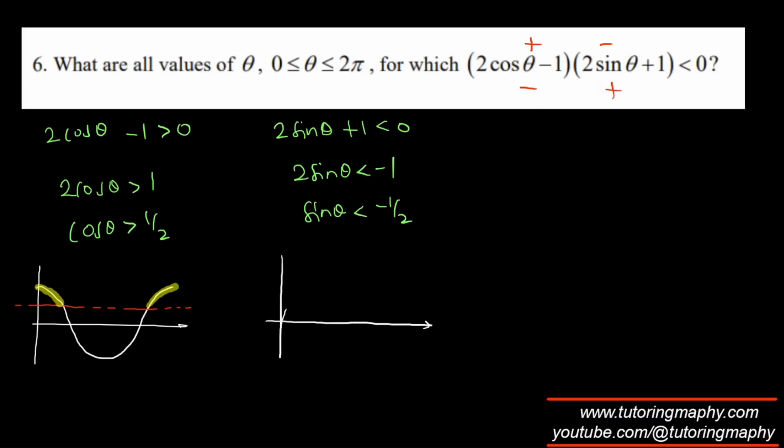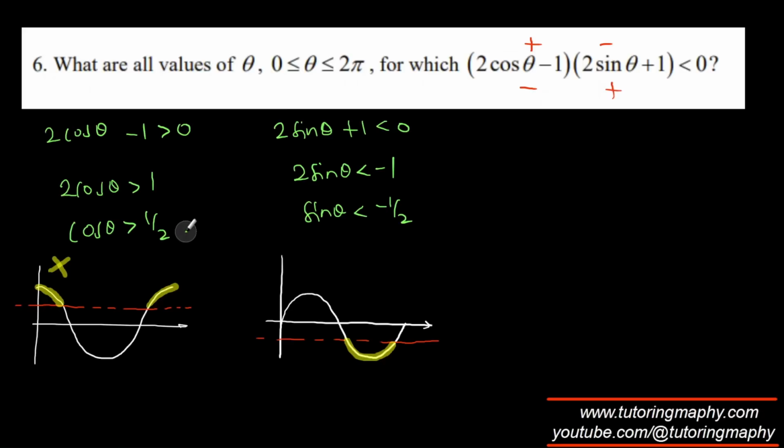Sine curve looks like this. Negative 1 over 2 will be somewhere over here, and it should be less than negative 1 over 2, which means this is the quadrant that I'm looking for. So obviously quadrant 1 is just not possible, right? How can quadrant 1 be possible?